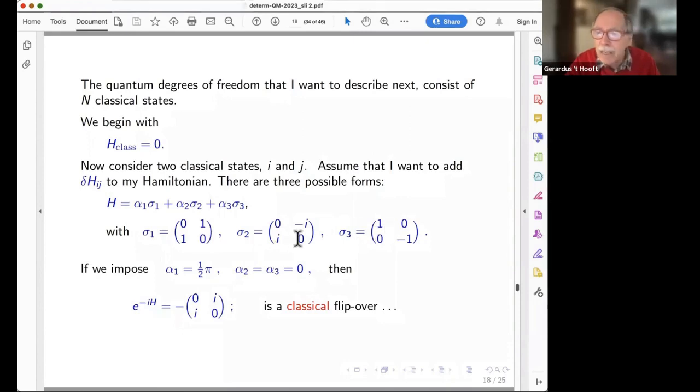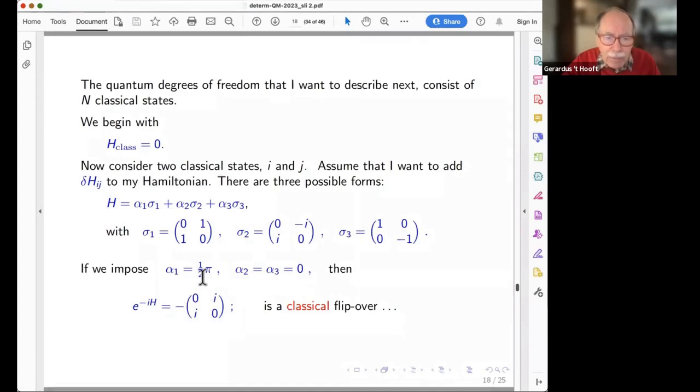But now I want to write a Hamiltonian that generates that flip. And the Hamiltonian is relatively easy to get. You have to take these Pauli matrices, but multiply them with a constant alpha, which is always 1/2 pi. It's not 1/4 pi, not 1/3 pi. It must be 1/2 pi. Why? Well, e to the power 1/2 pi times i times these matrices gives you this matrix again.